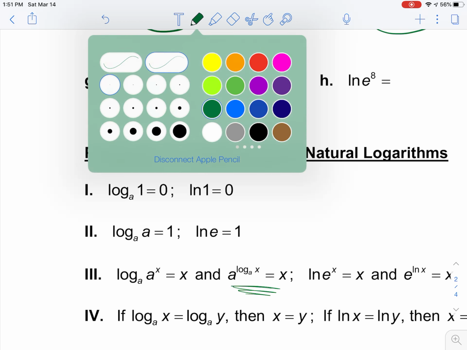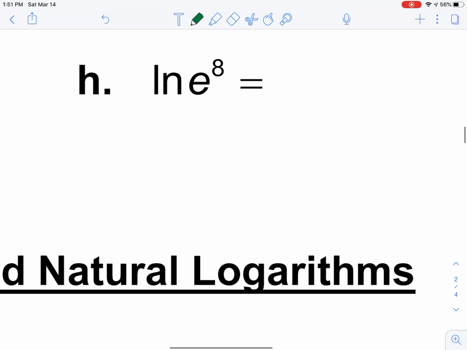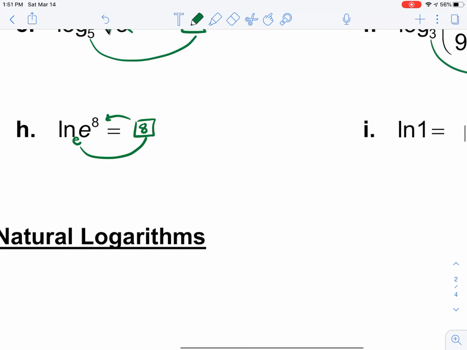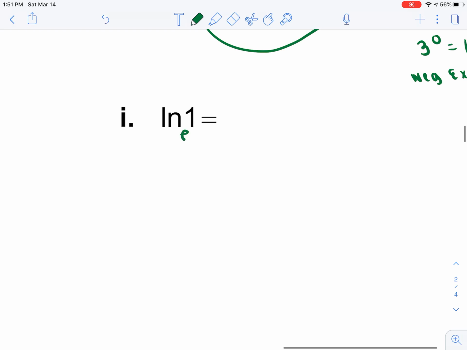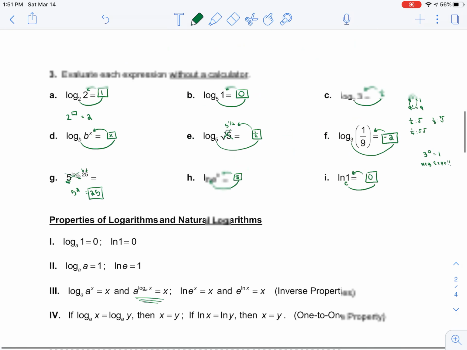Final couple in this set, I'll keep the color green. If you ever have a natural log and there's no base, you should remember from last year that that base is e. So e to what power is e to the 8th? It's got to be 8. And then finally, e to what power is 1? Anything to the 0 power equals 1.